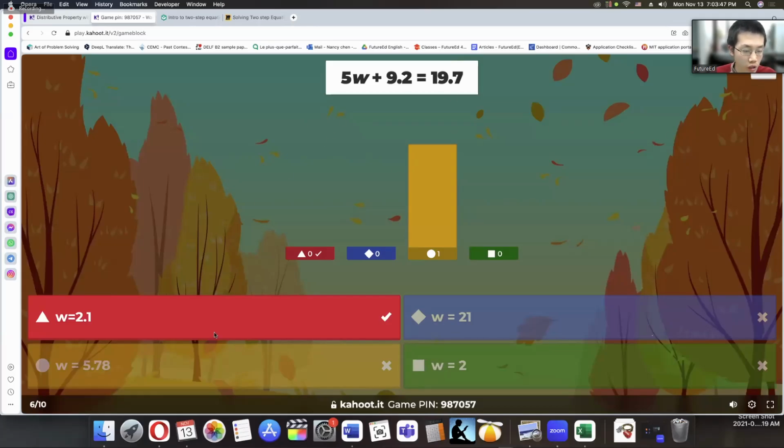I'm pretty sure Jason did this question during class, but remember it's a two-step equation, so you want to isolate the W first, right? That means you have to subtract the 9.2 on both sides, and I think you'll get 10.5 and divide by 5 to get 2.1.